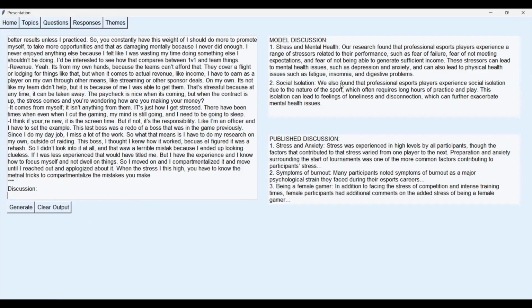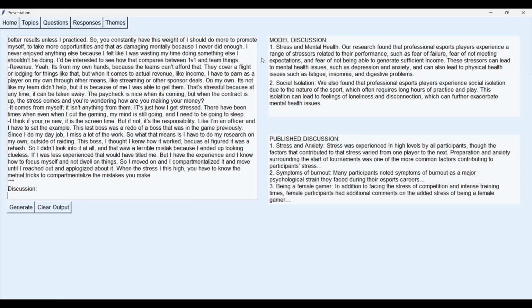So if we look here on the right, on the top, this is the discussion generated by the model. And then here on the bottom is a modified and abbreviated version of the published discussion section for the same qualitative data. It would be too long to include the full output from the paper, so we shortened it. And then we've also modified it so that the main ideas are numbered and also labeled with a title so that they can be easily compared between the model output and this published output.